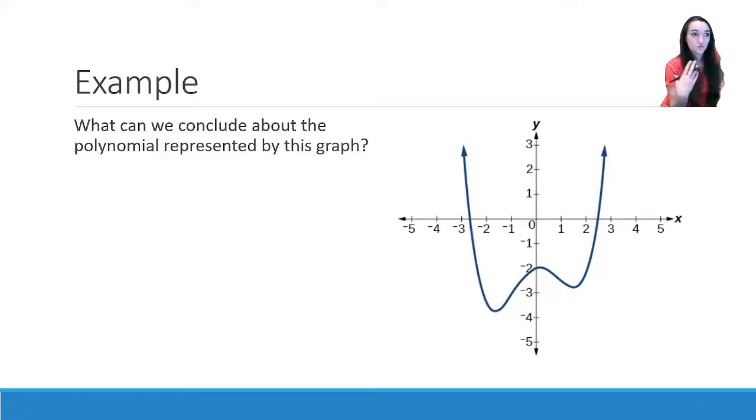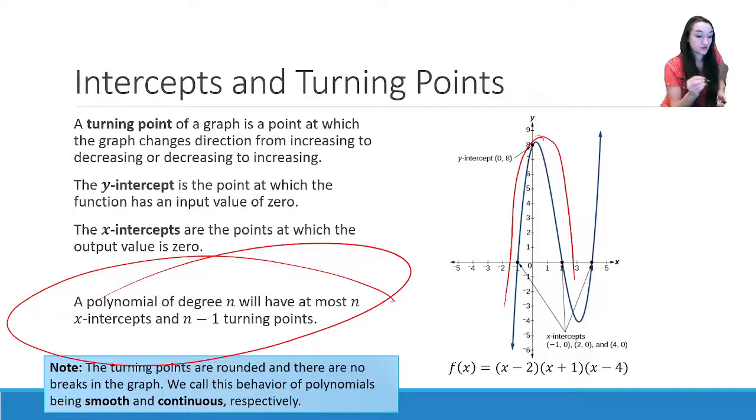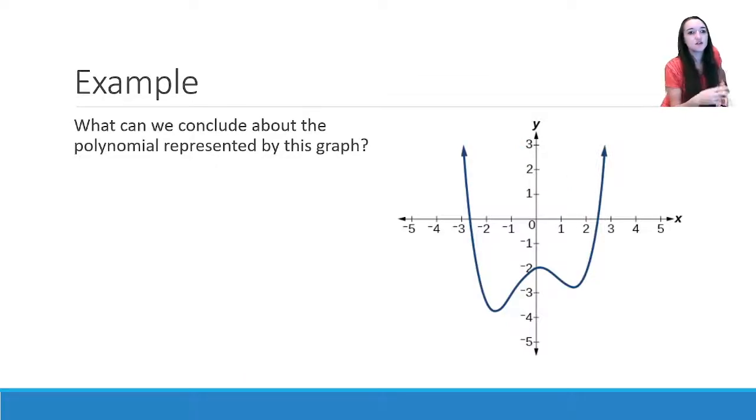Alright, so what can we conclude about the polynomial represented by this graph? We can look at the x-intercepts and the turning points to figure out a little bit of information based off of this statement: a polynomial of degree n will have at most n intercepts and n minus 1 turning points. Again, this is an at most statement, but it still gives us some insight. There are 2 x-intercepts, right? There are 3 turning points: 1, 2, and 3.